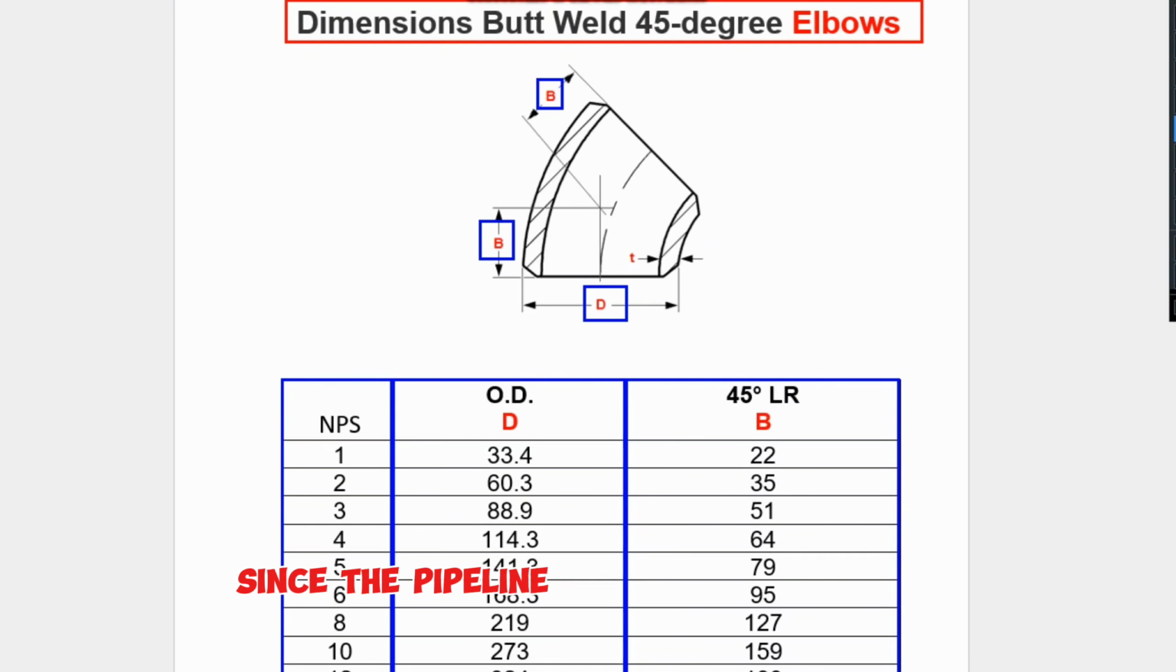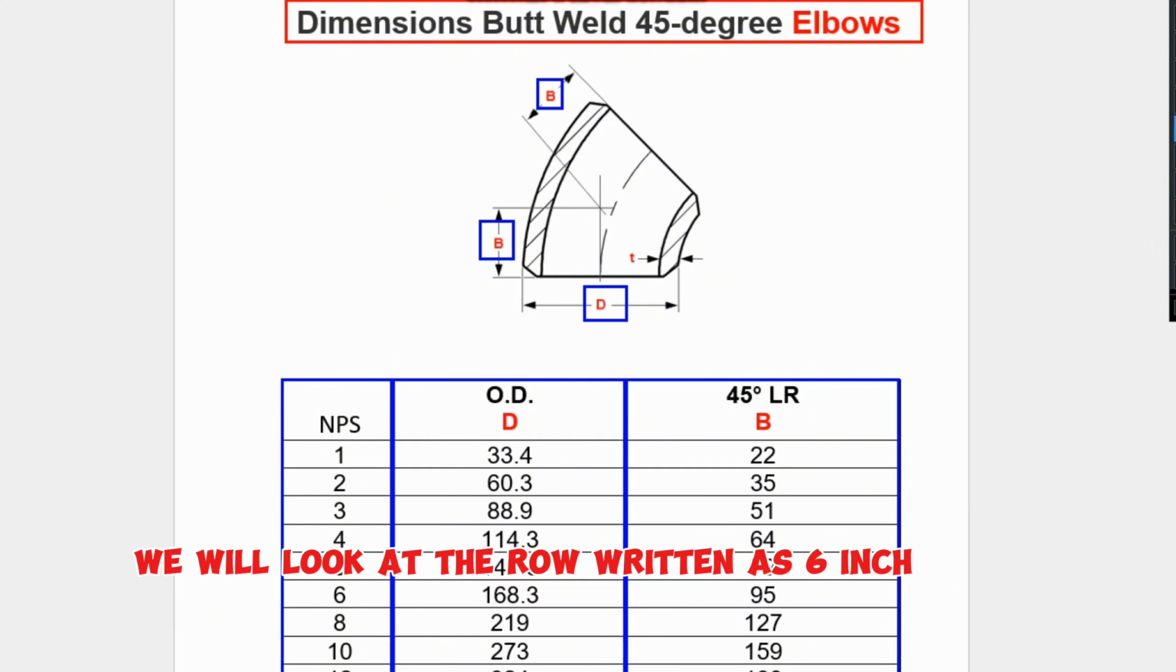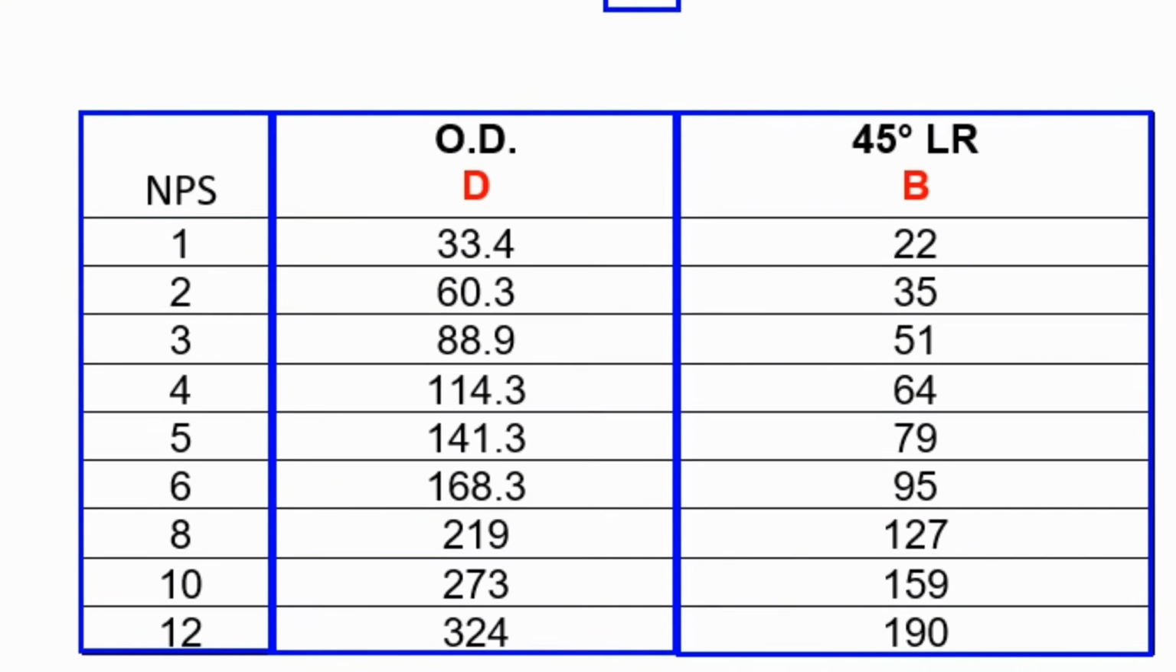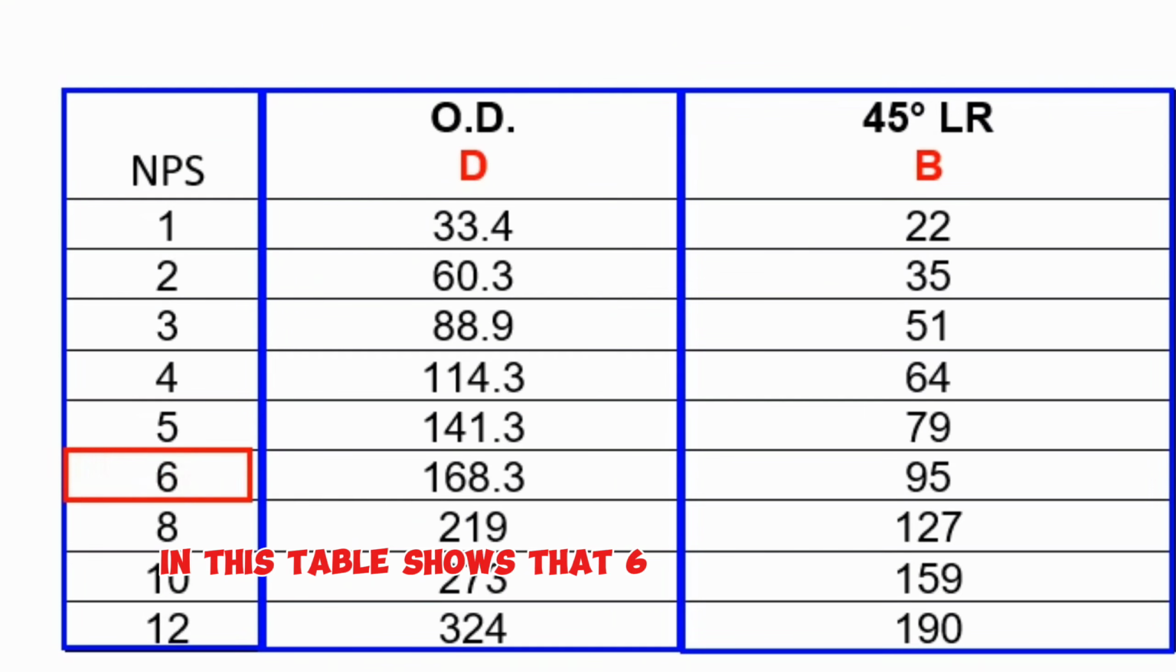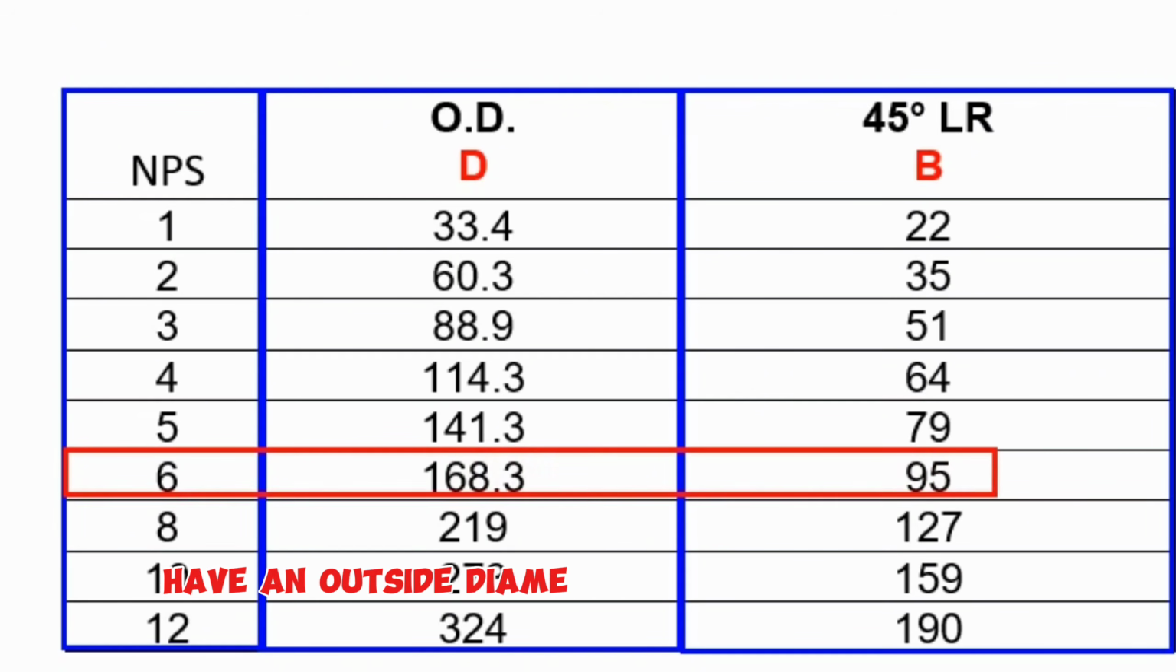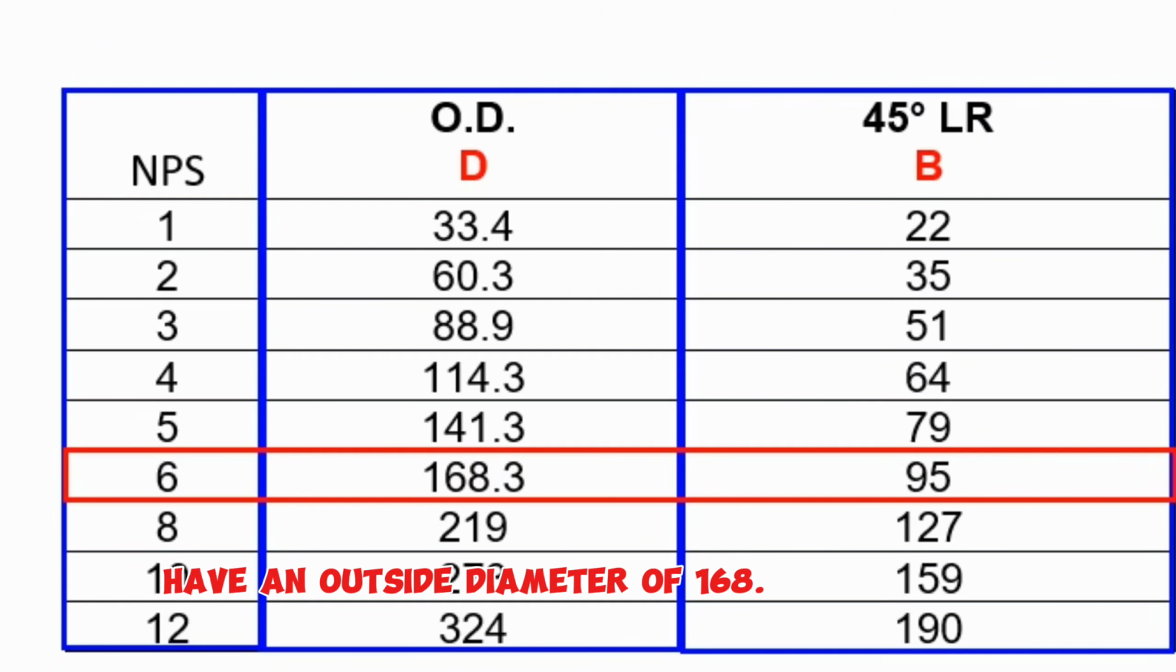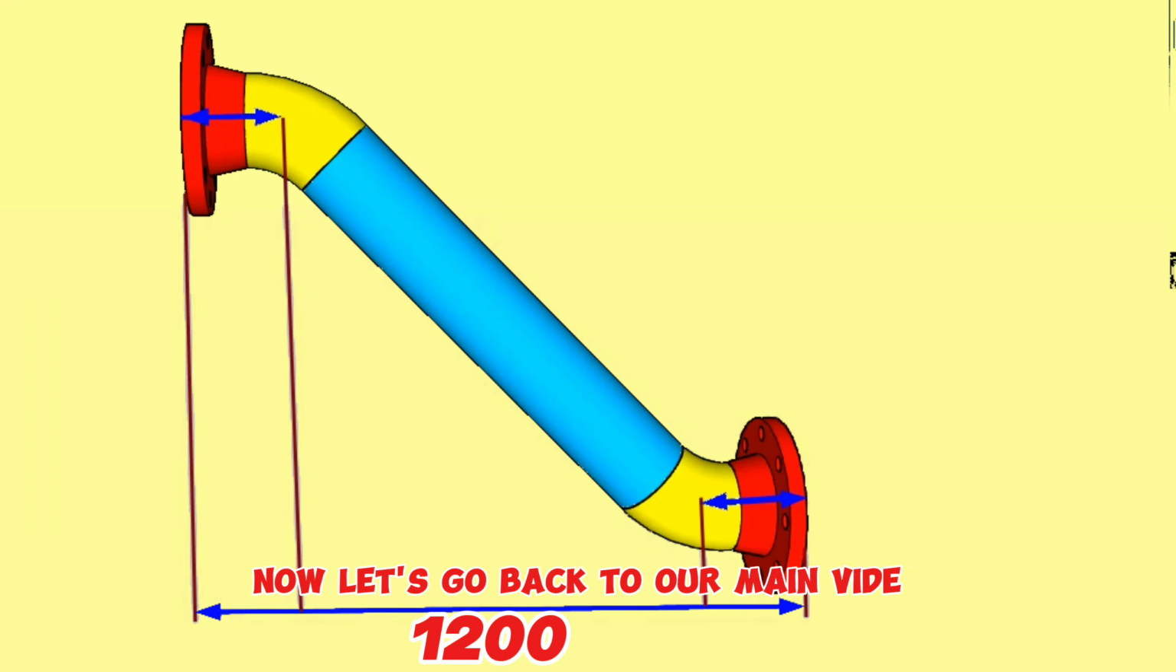Since the pipeline in our video is 6-inch, we will look at the row written as 6-inch in the NPS column. This table shows that 6-inch butt welded 45-degree elbows have an outside diameter of 168.3 millimeters and a center-to-end dimension of 95 millimeters. Now let's go back to our main video.